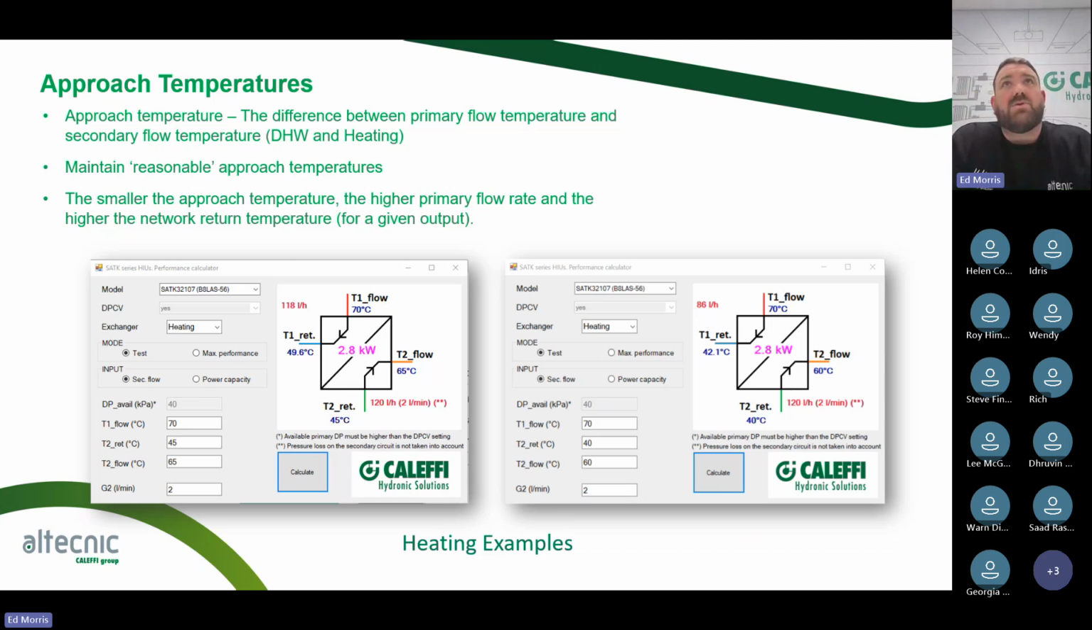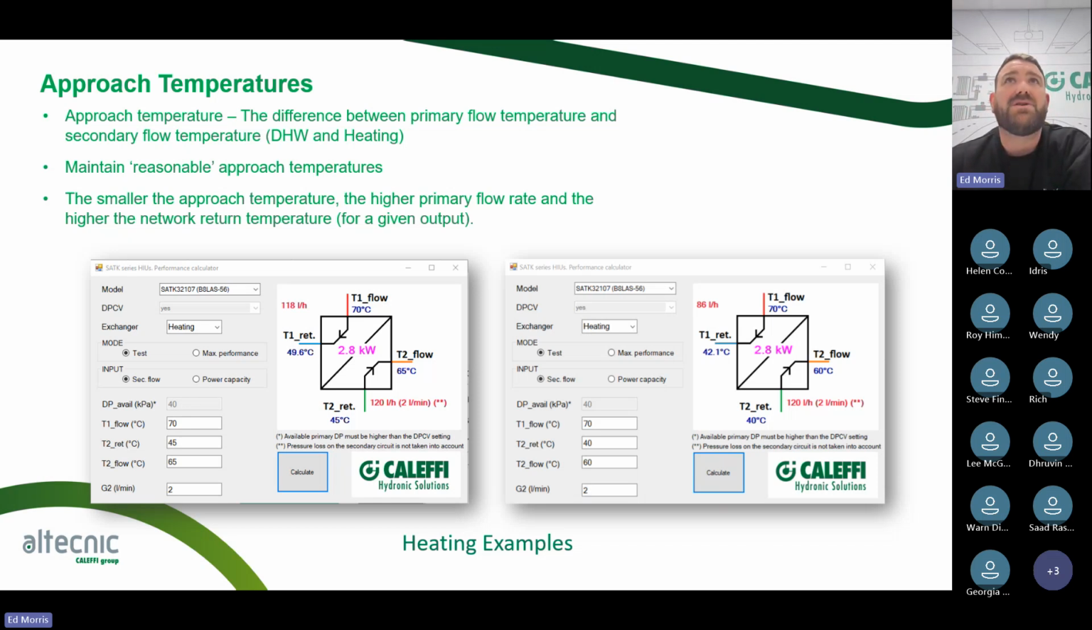When we talk about approach temperatures, we're talking about the deliverance temperatures to the HIU. So the approach temperature is the difference between primary flow temperature and secondary flow temperature, domestic hot water and heating. We need to maintain reasonable approach temperatures. The smaller the approach temperature, the higher the primary flow rate and the higher the network return temperature on a given output. So we've got a couple of examples here where we can see we've changed some parameters.